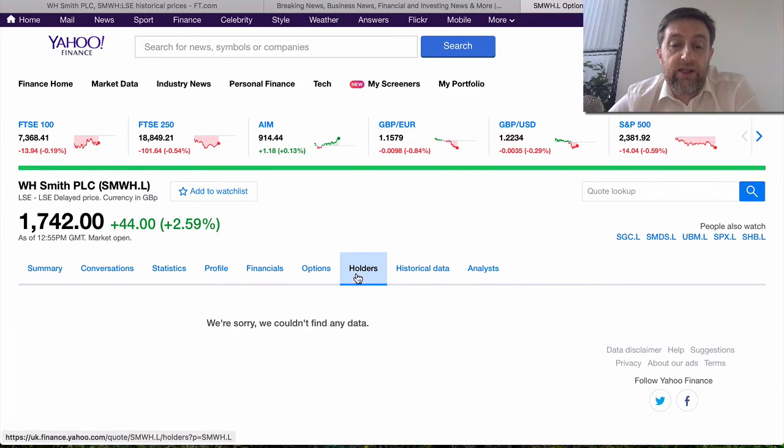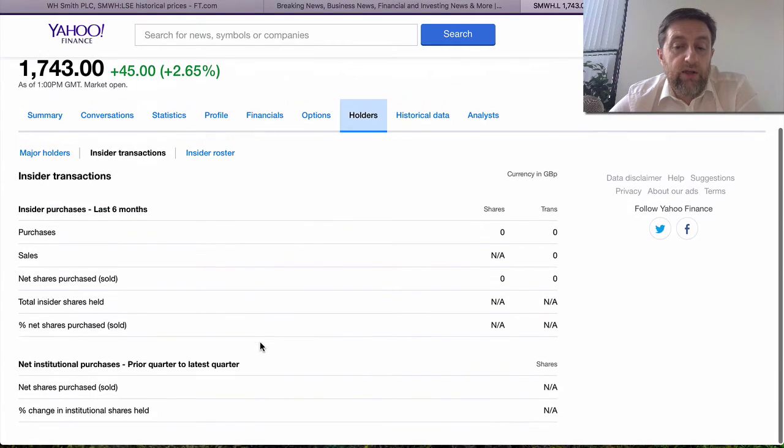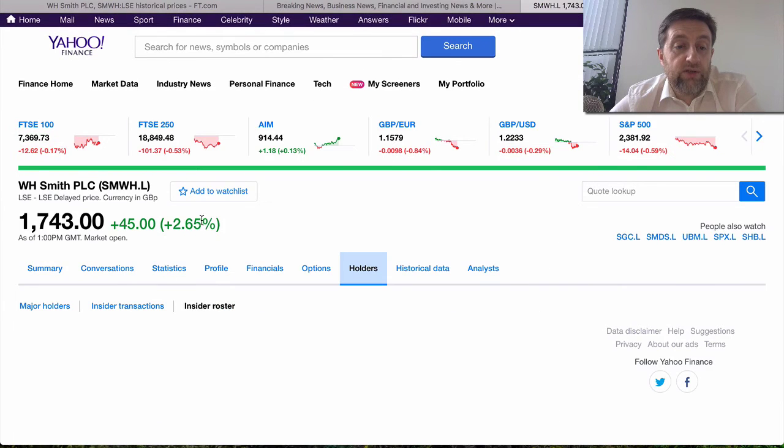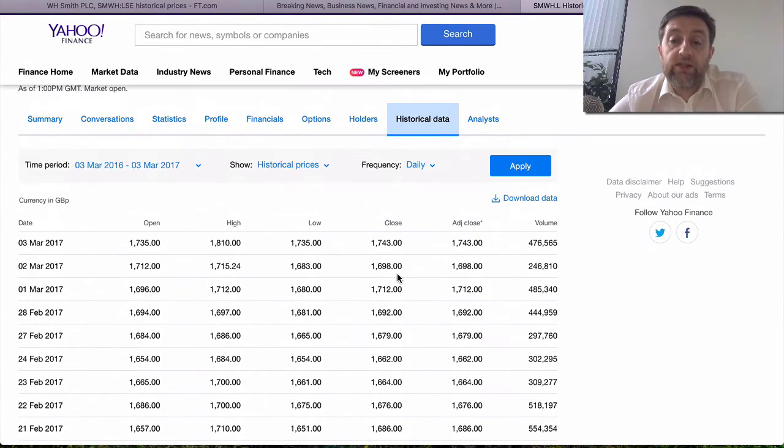Options, can't find any data. Holders, so do they have any information? They don't have any information on the major holders. They don't have any information on insider traders or insider roster, so there's not that much there. Historical data, well, there's the prices. And as I said, if you want to get the prices, just download them. Click on the data. You can choose how far you want to go back. Click on the data to download the data, and then you can do the analysis.